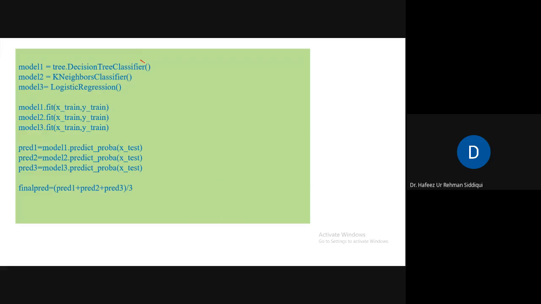So this is the decision tree classifier. We have a k-neighbor classifier. We have a logistic regression classifier. We are using 3 classifiers.